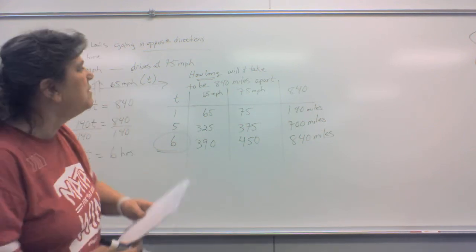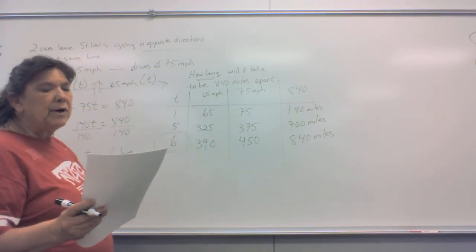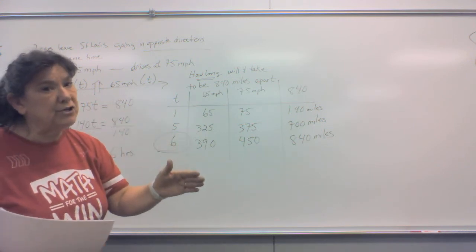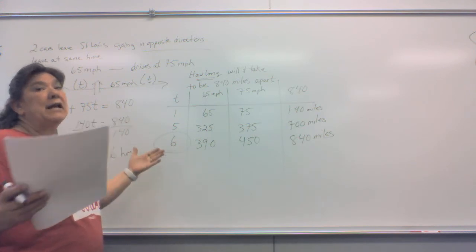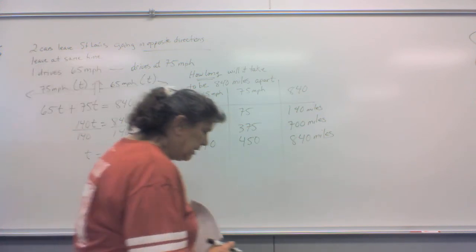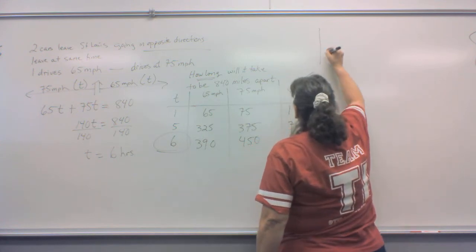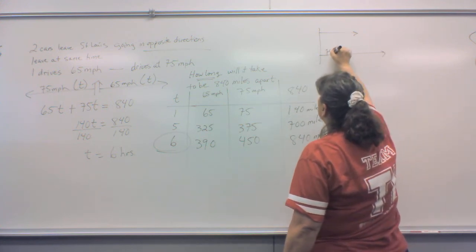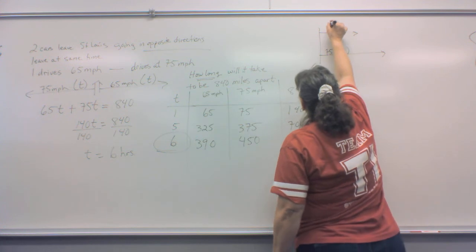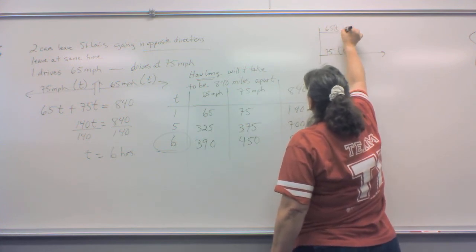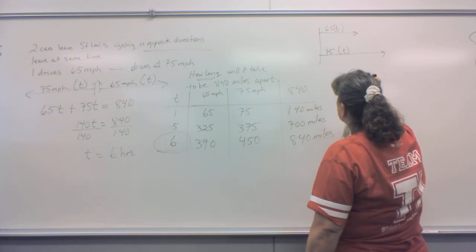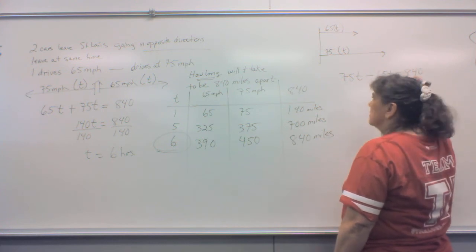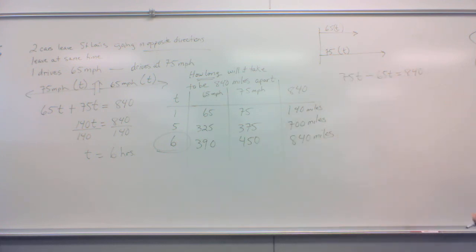Now, take this same information, and what if I wanted to know what would happen going in the same direction, and how long will it take them to get 840 miles between them? So this is a different picture. If they're going to go in the same direction, we're going to have this kind of a drawing, 75 times t and 65 times t. And again, 75t minus 65t equals 840 miles. Same information, just a different direction.